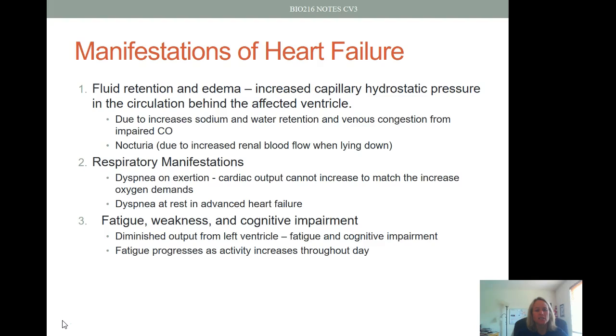Respiratory manifestations, we're going to see dyspnea on exertion. Cardiac output cannot increase enough to match increased oxygen demands with exertion. We could see dyspnea at rest when heart failure is advanced. Fatigue, weakness, and cognitive impairment. So we have diminished output from the left ventricle, and that can lead to not enough blood flow to the brain, resulting in cognitive impairment. And this fatigue tends to progress as activity increases throughout the day.